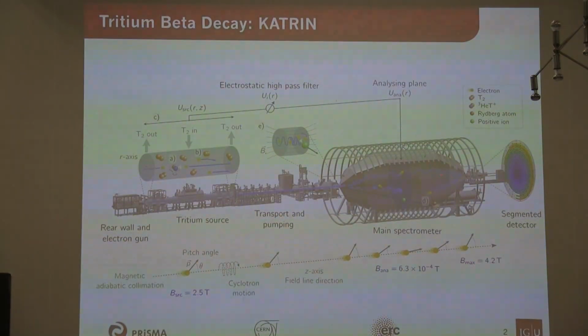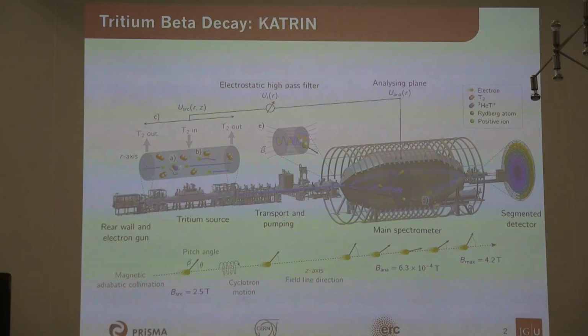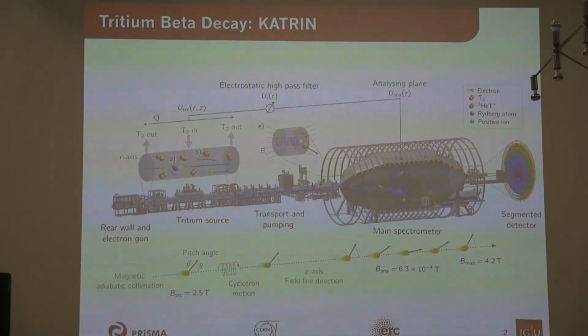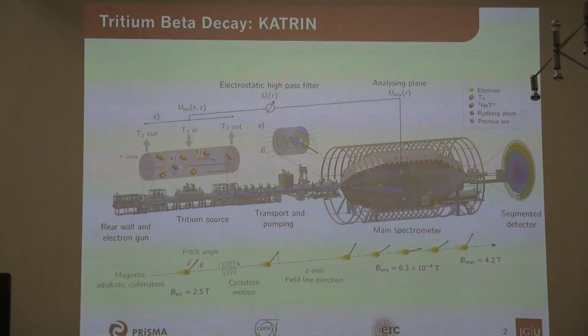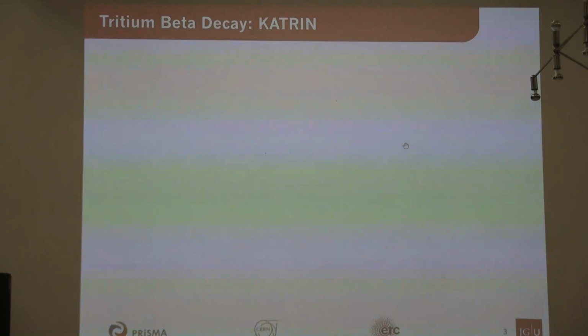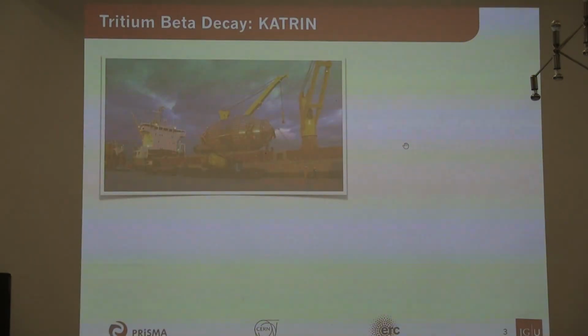And finally here in the end is the detector where those electrons that have passed through are detected. It's a segmented detector because the position where the electrons hit the detector also contains information on their energy. This is, to give you a sense of scale, the size of the main spectrometer. So you see it fits onto a ship, but not much else than a ship.